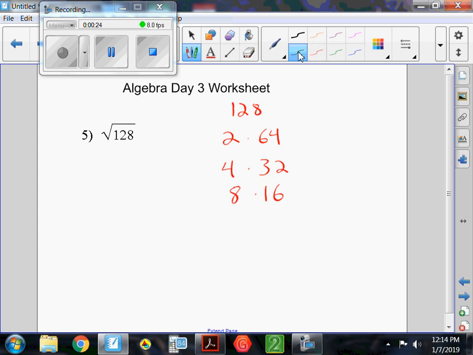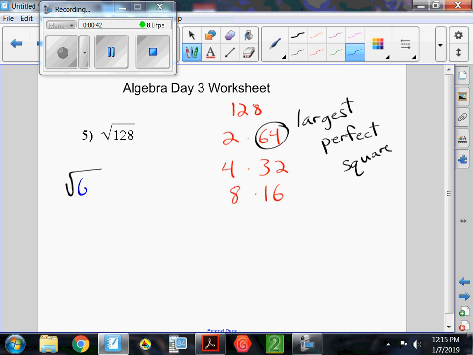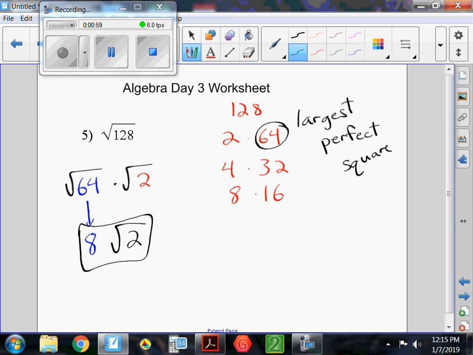So if I use the largest perfect square, that'll save me time because it'll take the fewest number of steps. So I'm going to break 128 up into 64 and the square root of 2. 64 times 2 is 128. The square root of 64 is the number 8. Square root of 2 is just square root of 2, and so that's my final answer.